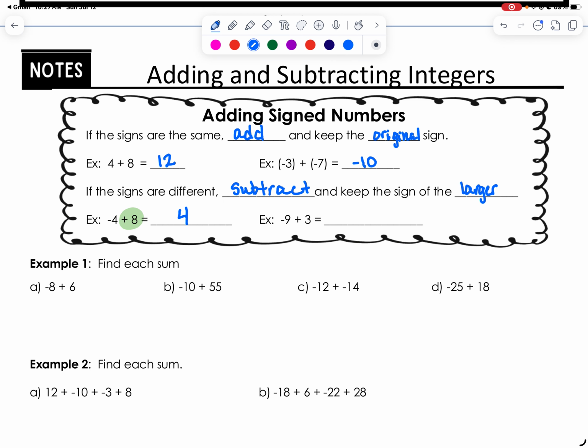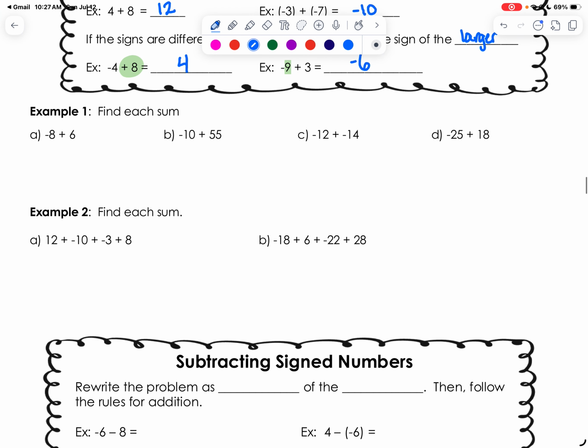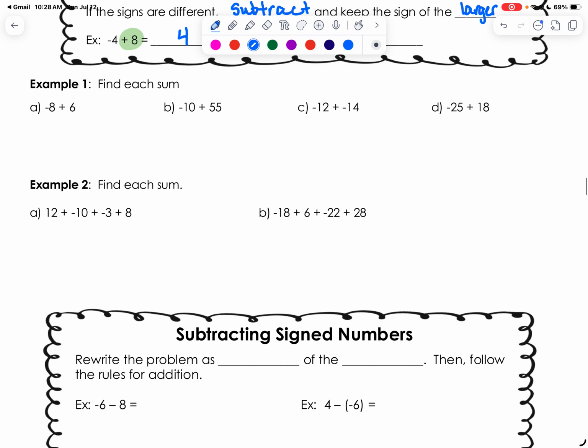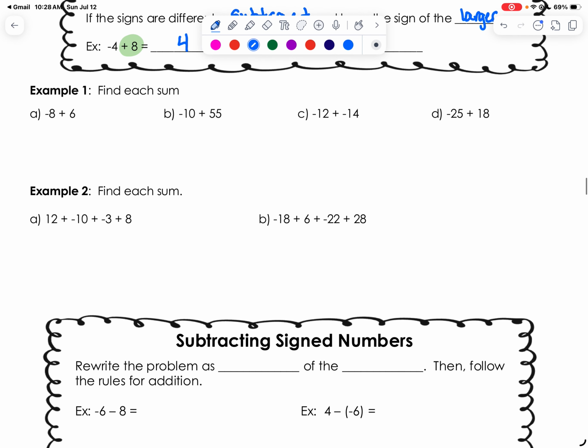In our second example, I have negative 9 plus 3. Because the signs are different, I subtract them. So 9 minus 3 is 6. Then I want to go with the sign of the larger, and it's negative. So I know that negative 9 plus 3 would be negative 6. So in example 1, we're going to find each sum using these rules. So remember, same signs add, different signs subtract.